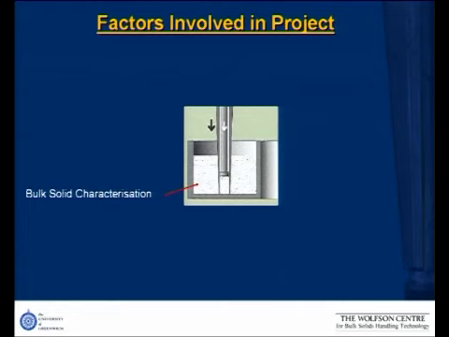Right, so what are the factors involved in the project? We have here a picture of the dosator in a powder bed, and involved is the bulk solid characterization, how the powder behaves. The wall friction is very important. What is the friction between the material and the wall of the dosator, or even the bottom face of the pin, where the ejection is going to happen, because the dose could get stuck over there and it's not going to eject.